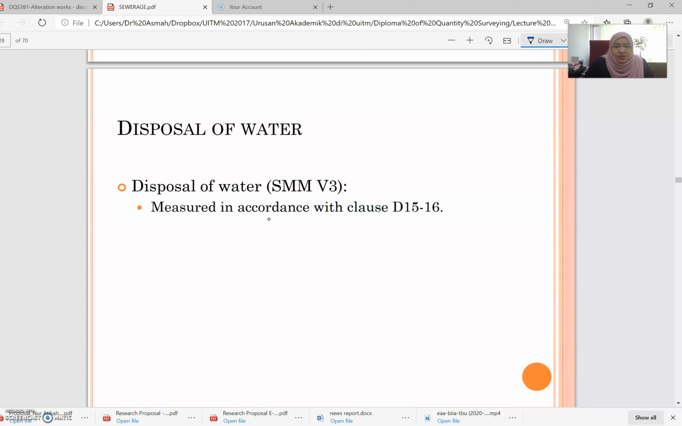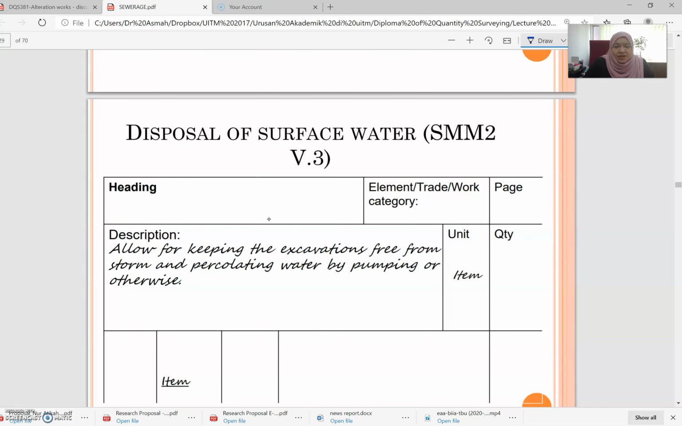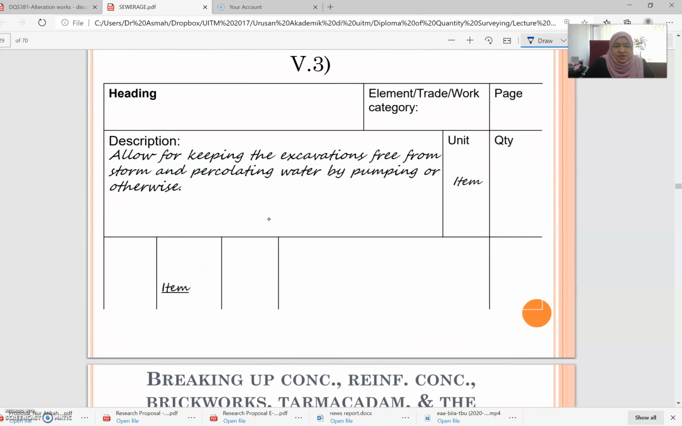Disposal of water as usual, you need to mention that in your description. Allow for keeping excavation free from storm water, and then the unit will be item.